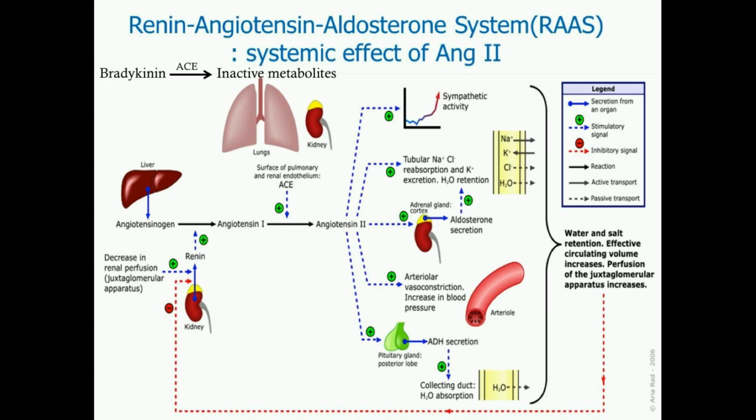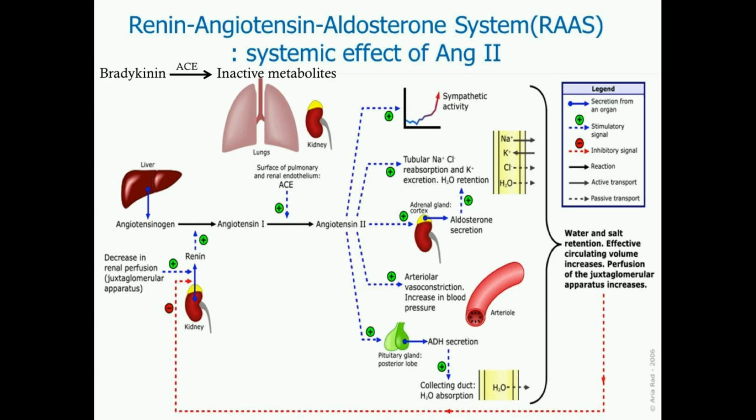Angiotensin 1, in order to do something useful, needs to be converted into angiotensin 2. And we have an enzyme that does that, called ACE, angiotensin converting enzyme, and this sits on the surface of your lungs and on the renal endothelium, but it's there. So angiotensin 1 gets converted into angiotensin 2, and angiotensin 2 can actually do stuff.